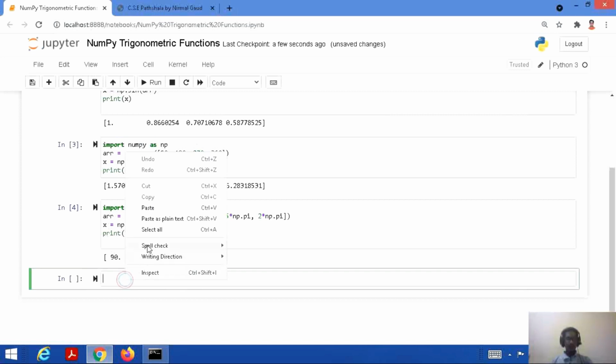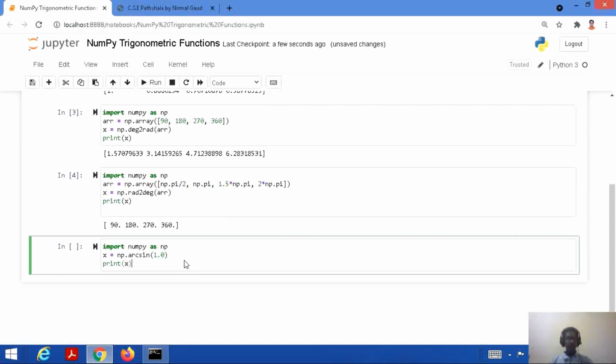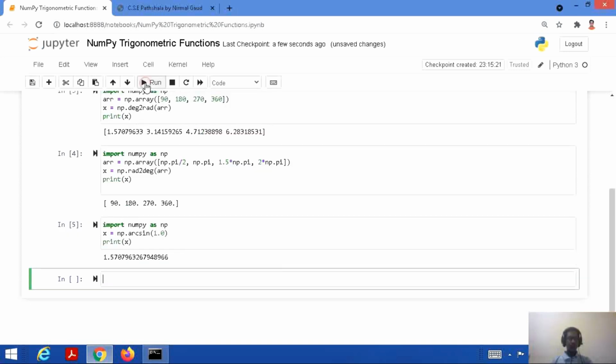Here it is. Import NumPy as np, x equal to np.arcsin, or sine inverse, and here we are giving an input, or argument, of 1. So we are calculating the sine inverse of 1, and then we are printing its value. Let's save this code and run it. Here it is, it's 1.57.